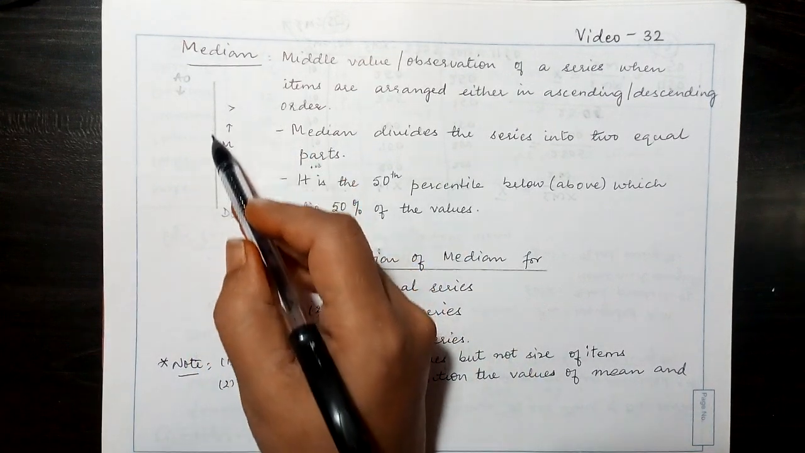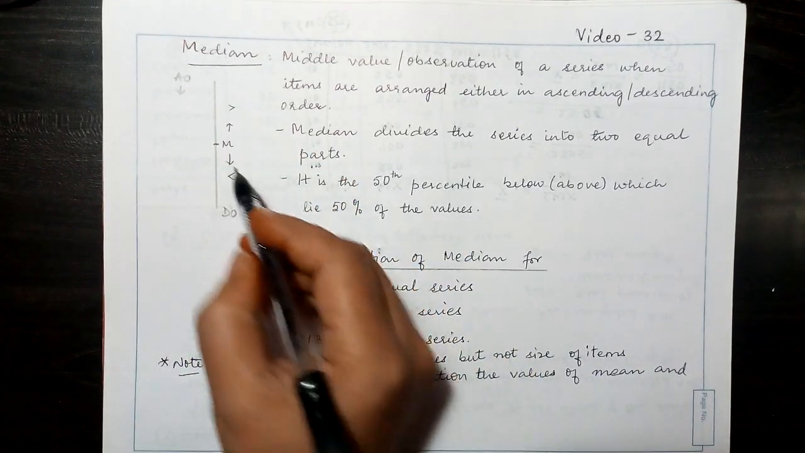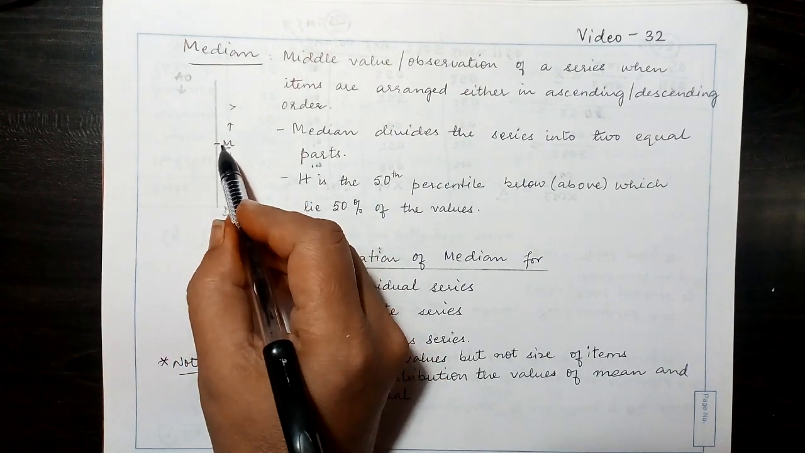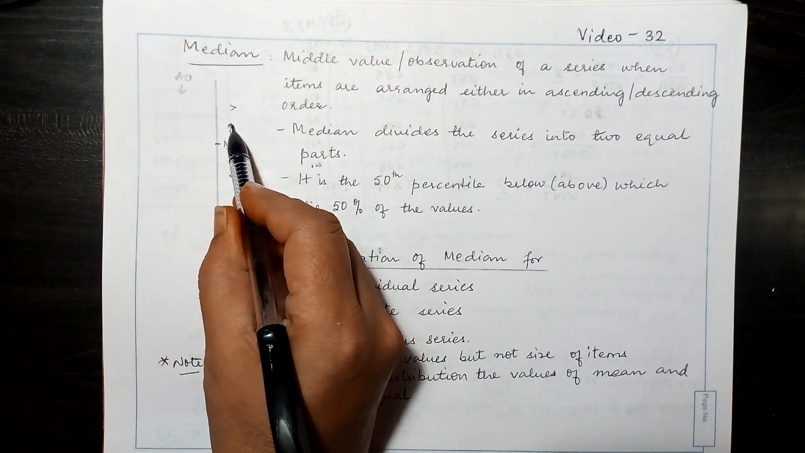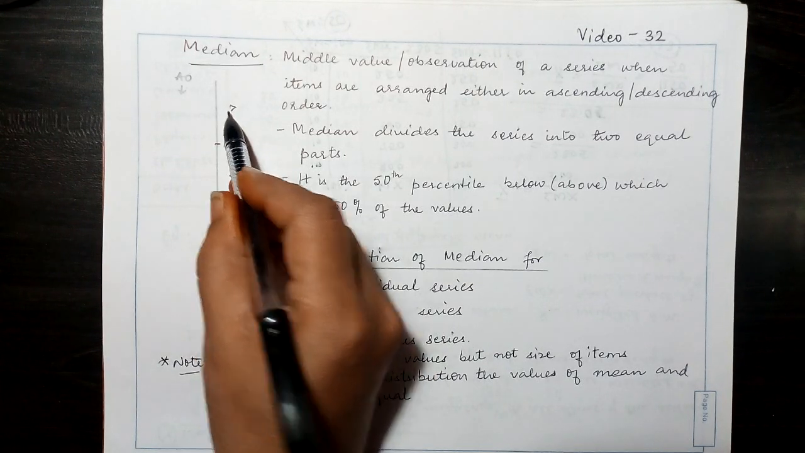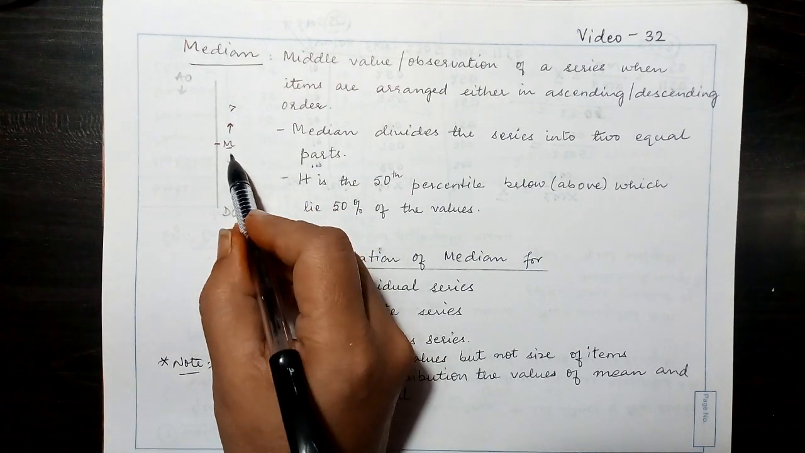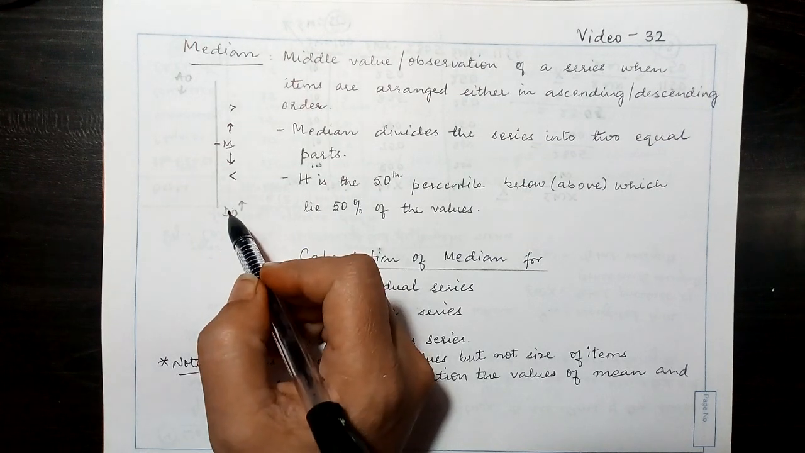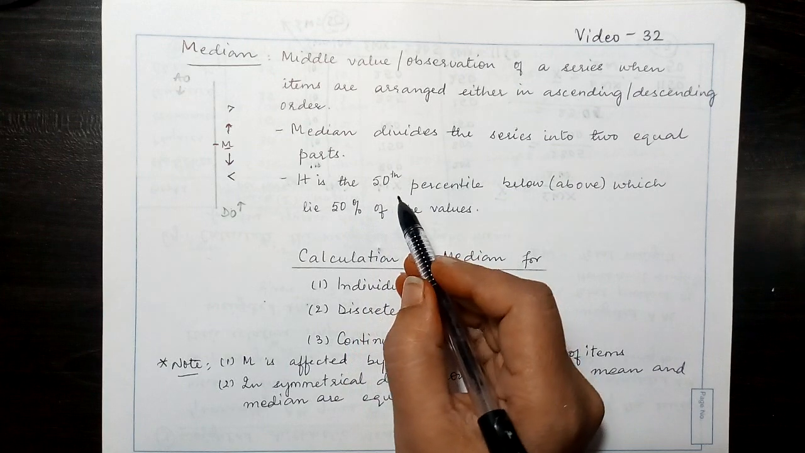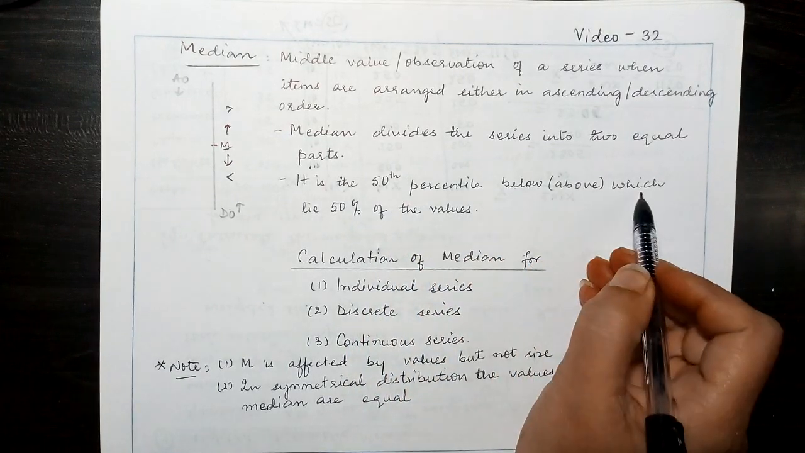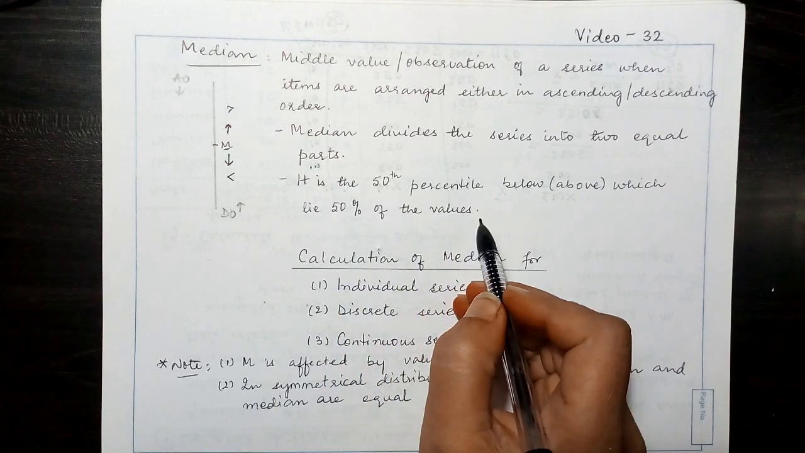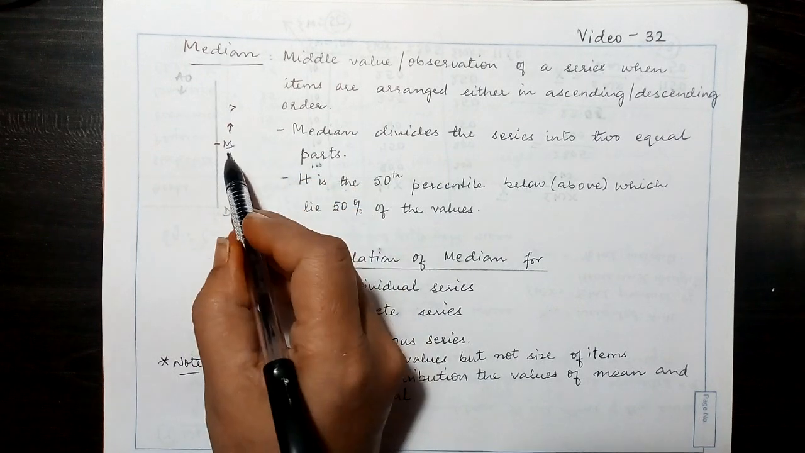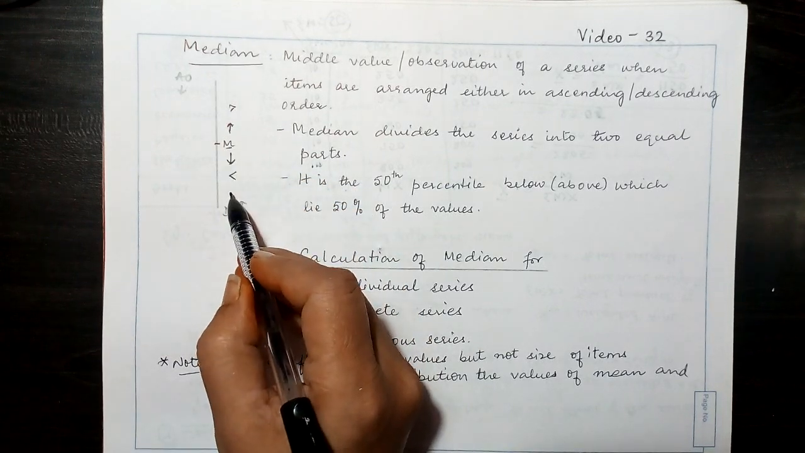If the items are arranged like this in ascending order, then the middlemost observation will give us the value of the median. All the values that lie above the median will be greater than this value, and all the items arranged below the median will be lesser than the median. It is the 50th percentile, below or above which lie 50% of the values. That means 50% of the values will lie above the median and 50% of the values will lie below the median.